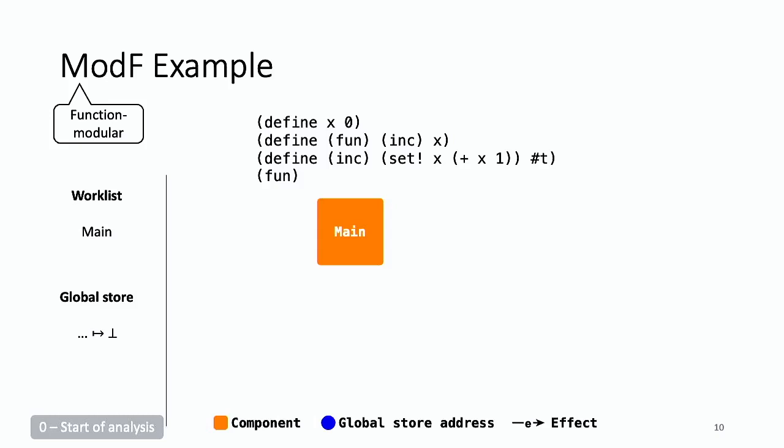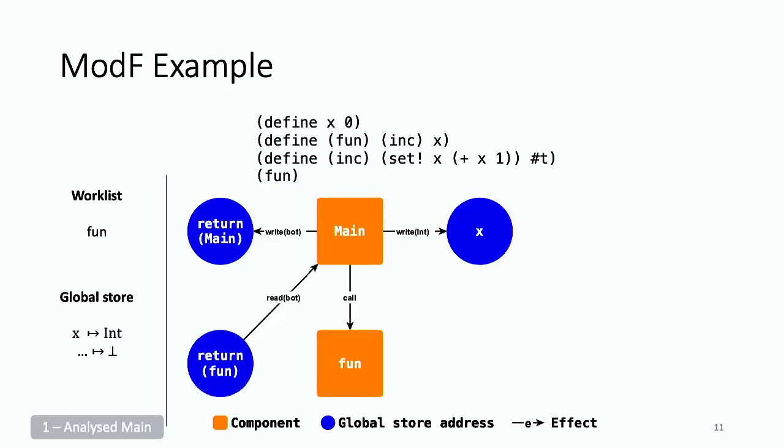Initially, your worklist contains a main component, which we have the orange squares for, and that represents the entry point of the program. Your global store maps every value to bottom. When we analyze the main component, many things happen. First, you define x. That means that you write x in the store, generating a write effect. These addresses in the store are the blue circles you see.